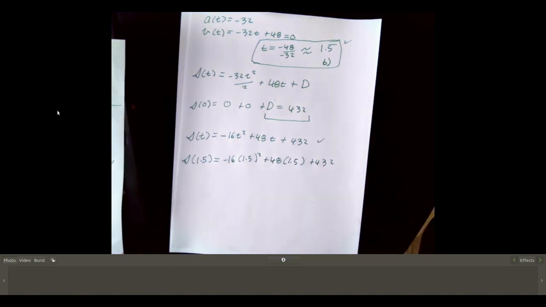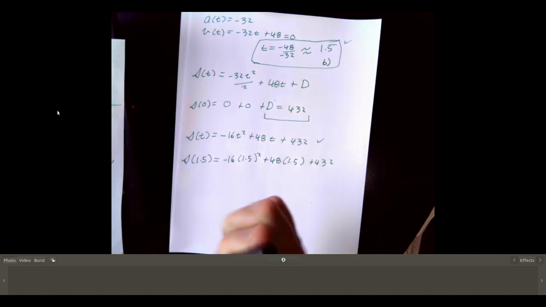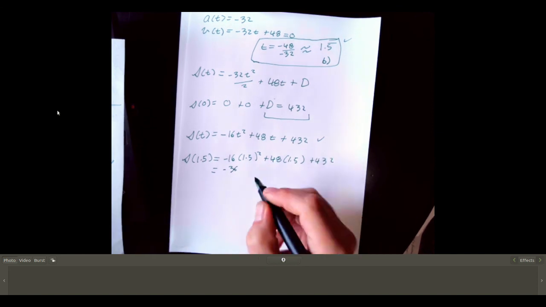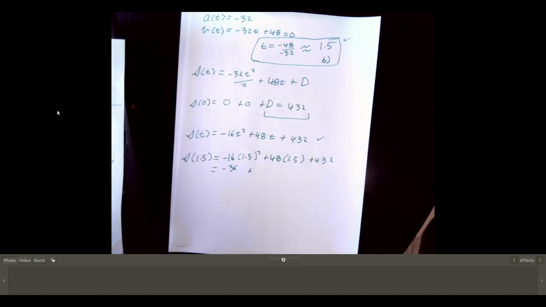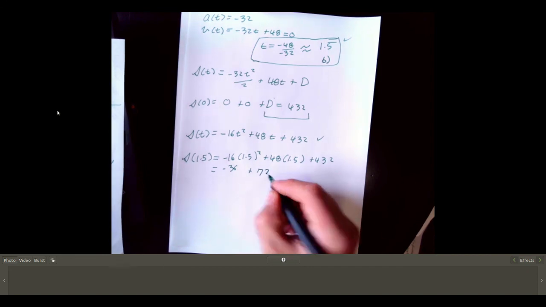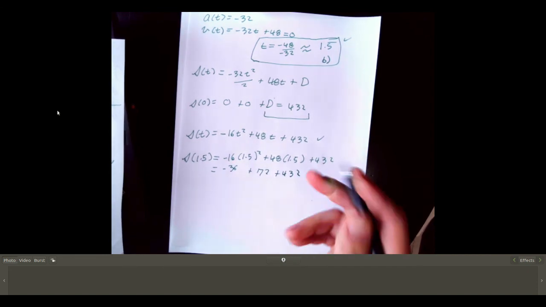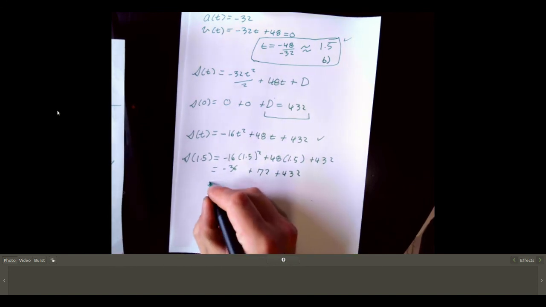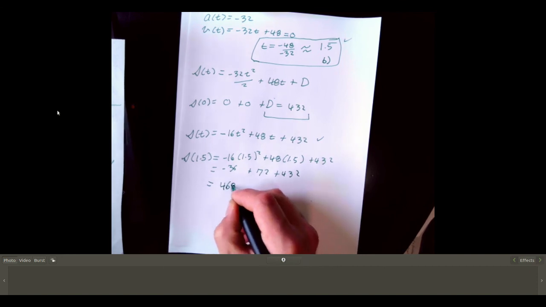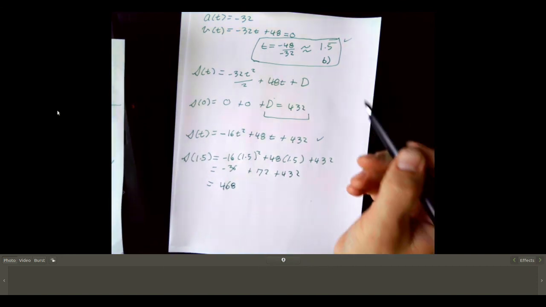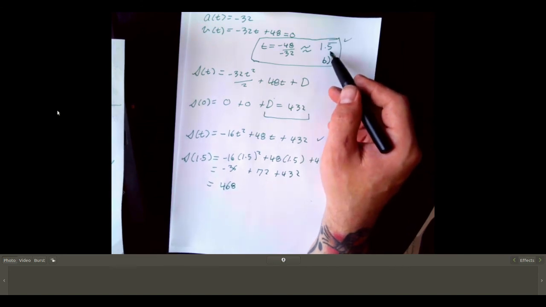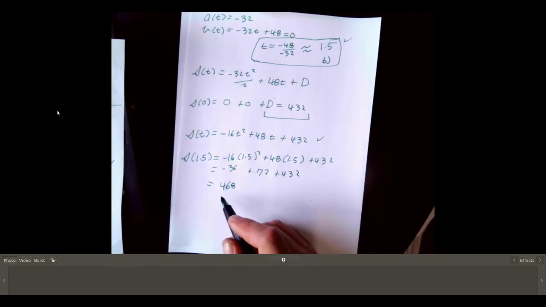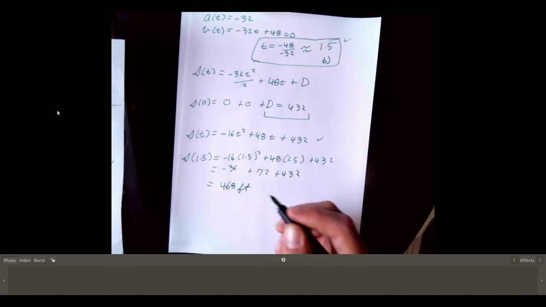Let me grab my calculator because I forgot to get us that number. 1.5 squared times a negative 16 is a negative 36, plus 48 times 1.5 is a 72, plus 432 is equal to 468. Perfect. So it takes the ball 1.5 seconds to reach its maximum height of 468 feet.